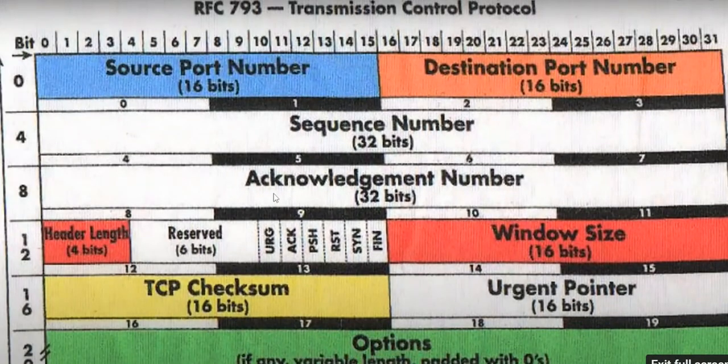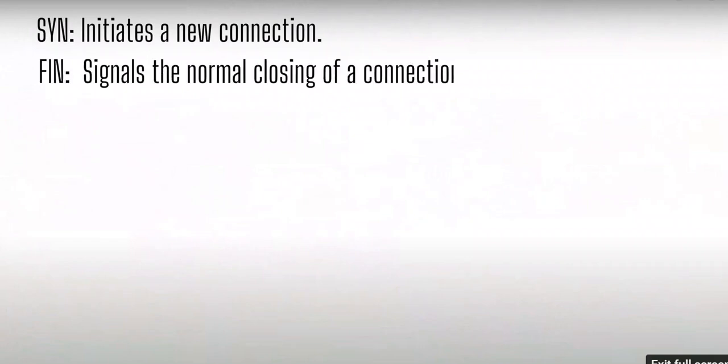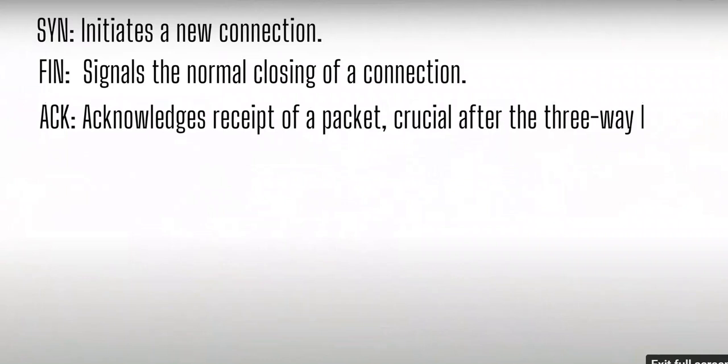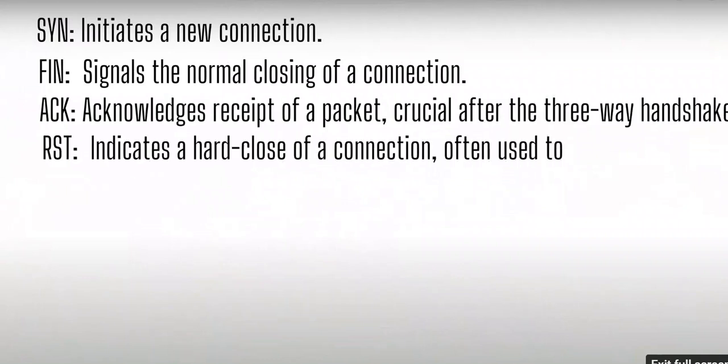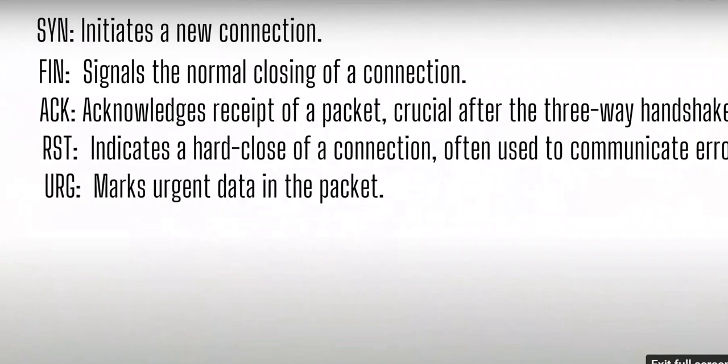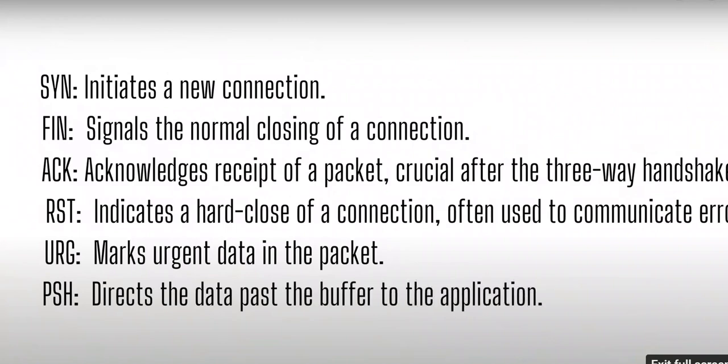Skipping ahead to the flags in row 4. SYN initiates a new connection. FIN signals the normal closing of a connection. ACK acknowledges receipt of a packet, crucial after the three-way handshake. RST indicates a hard close of a connection, often used to communicate errors. URG marks urgent data in the packet. PSH directs the data past the buffer to the application.